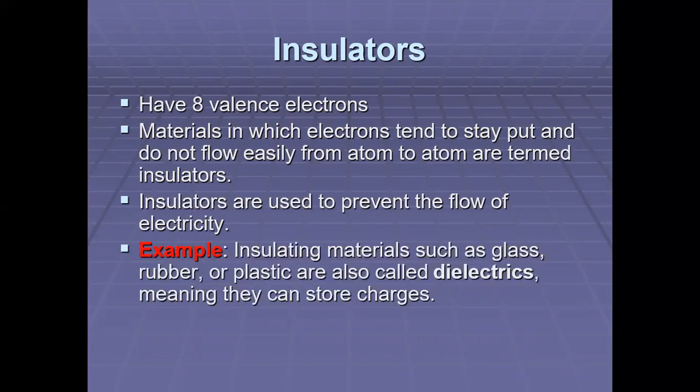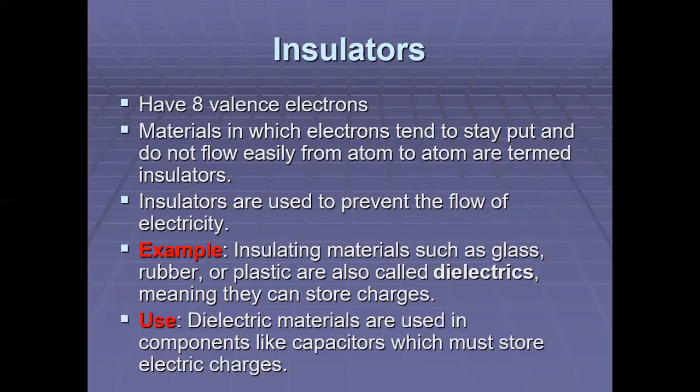Examples of insulating materials are rubber, plastic, wool, glass. And what is their use? They are used as dielectric materials in capacitors or to insulate the conductor. We can see all the conducting cables have copper or silver inside, but they are insulated by a cover. That cover is a dielectric material.